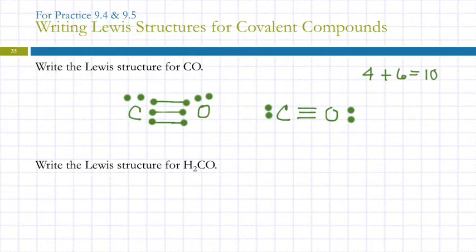Okay, let's write a Lewis structure for H2CO. So this has a few more atoms in it. Well, the hydrogens have to be terminal, meaning on the outside. So that means the other things must be in the middle. So I'm going to put the carbon and the oxygen in here, and then I have to decide where to put the hydrogens. I could put them on the carbon, I could put them on the oxygen, I could put one on each. And we're going to learn about something called formal charges that's going to help us decide that, but we don't know about that yet.